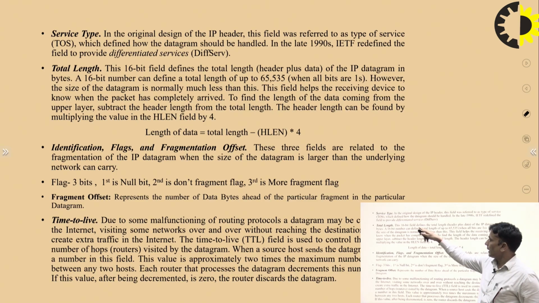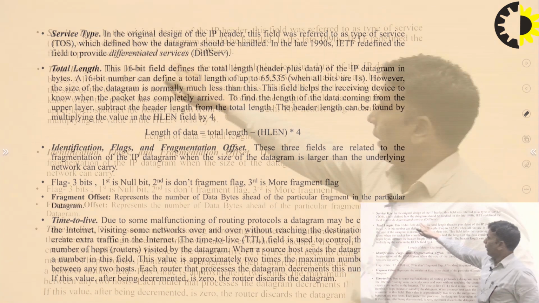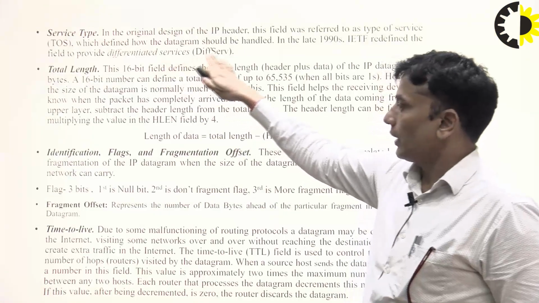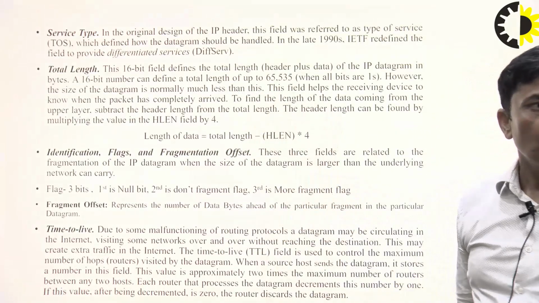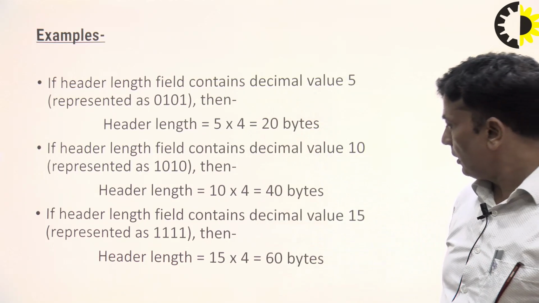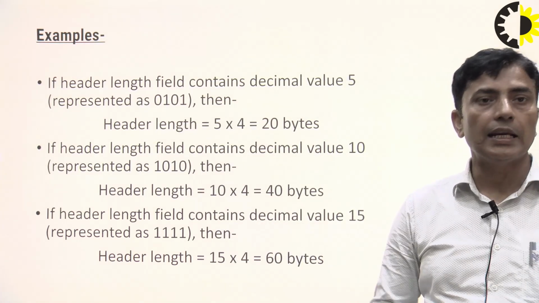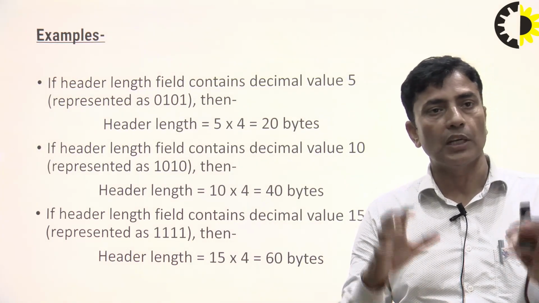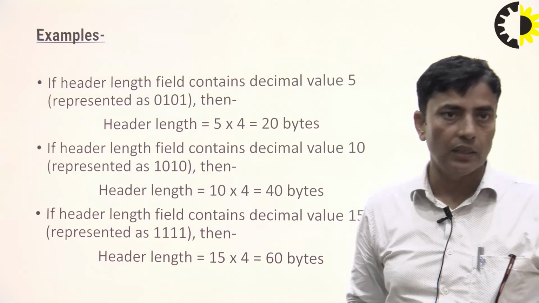Then the service type provides the TOS, type of services or differentiated services, and the total length. These are the basic, very important fields, and using a particular example, we will explain them in the next lecture.